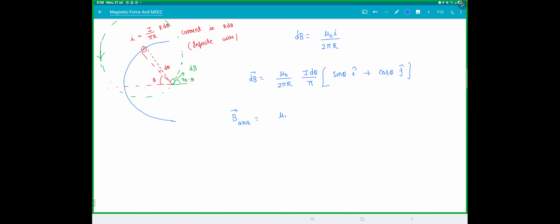So B on the axis will be mu naught I by 2 pi square r, sine theta d theta from minus 90 to plus 90. Both the angles are going in the opposite direction, i cap. This will become cos theta, cos 90 is 0. This will be cos 2 theta minus pi by 2 to pi by 2. Only the j cap components add up. That comes out to be 2. Mu naught I by pi square r. Check. The direction is only j cap.